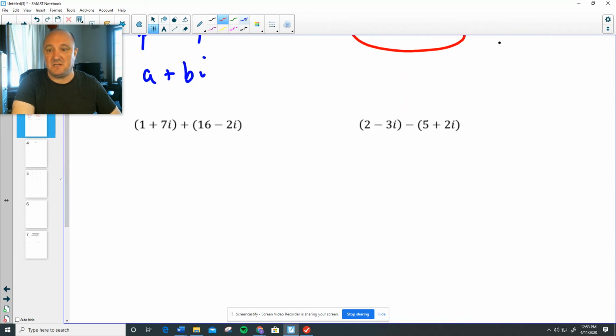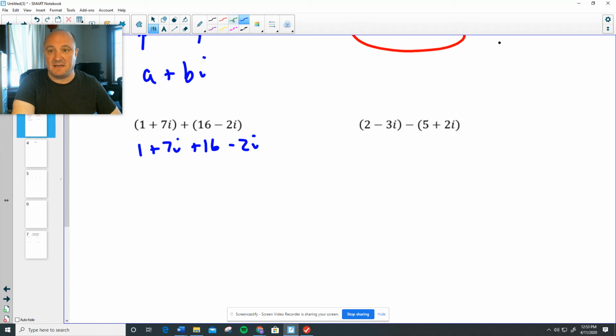All right, slightly more difficult problem. This time I'm adding two complex numbers. But again, the parentheses aren't serving any function here. They're just showing me that this is a complex number and this is a complex number. But mathematically, I can just ignore the parentheses.